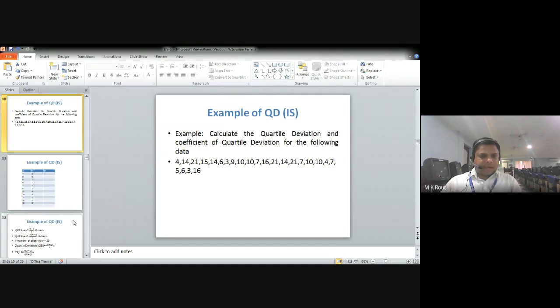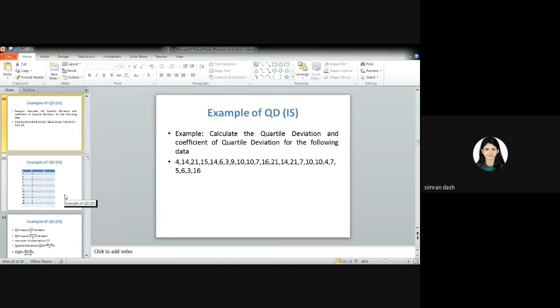Okay, move to the next slide. 4 appears how many times here? 2 times. Same, sir. 3, 2 times. Then in case of 5, 1. In case of 6, 2 times. In case of 7, 3 times. In case of 9, 1 time. In case of 10, 4 times.